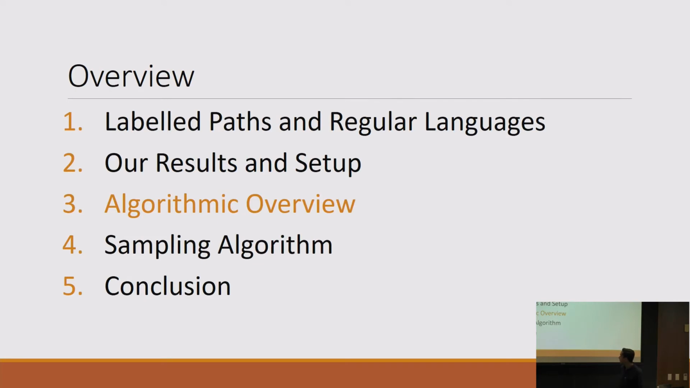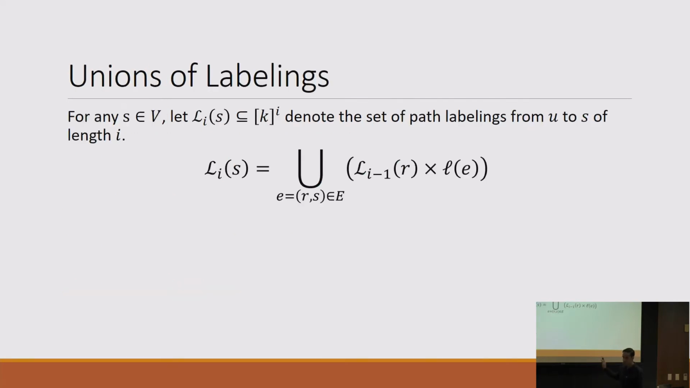Yeah. Okay. So I'm now going to talk about the algorithm, and to do this, we're going to think about this in a dynamic programming fashion. We're going to look at these subproblems and look at writing them in terms of other subproblems. So remember, we defined this set Li of S as the set of path labelings of length i from my beginning vertex U to any vertex S. And note that we can write this as a union of a bunch of non-disjoint sets. So how do we write it? Well, we look at every edge, R to S, coming into S, and we take the union over the set of path labelings of length i minus 1 going into that vertex R, appended to the label of that edge going from R to S.